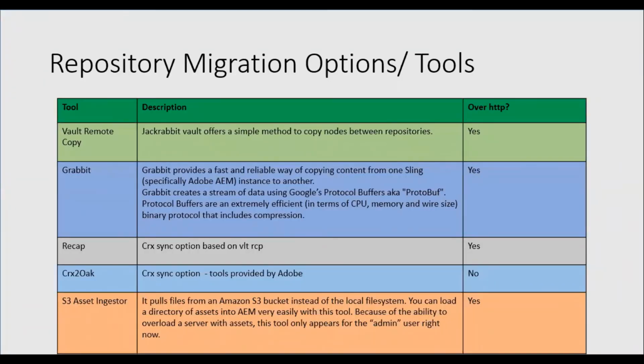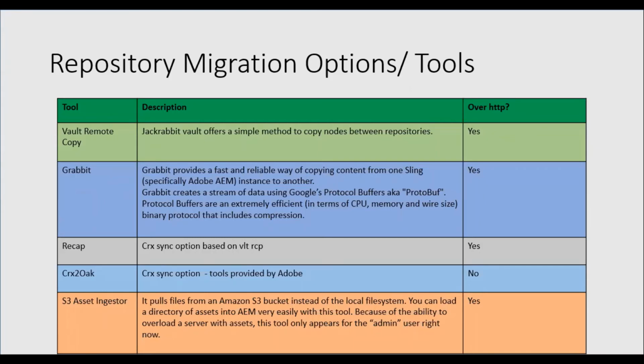Repository migration options or tools available. Here I have covered a set of tools available as part of the repository migration. First one is Vault Remote Copy. Jackrabbit Vault offers a simple method to copy nodes between repositories, and this works based on the HTTP protocol.